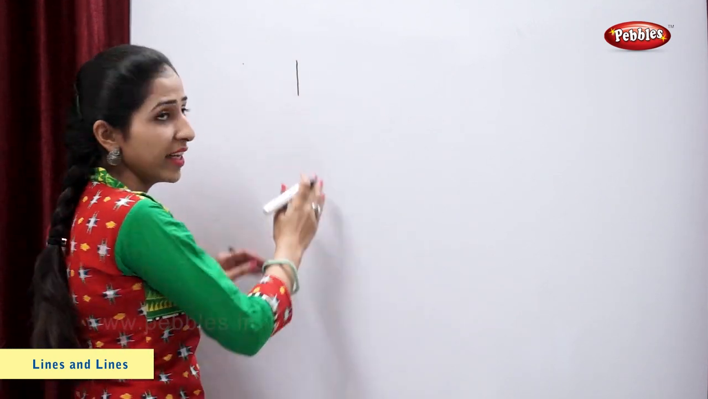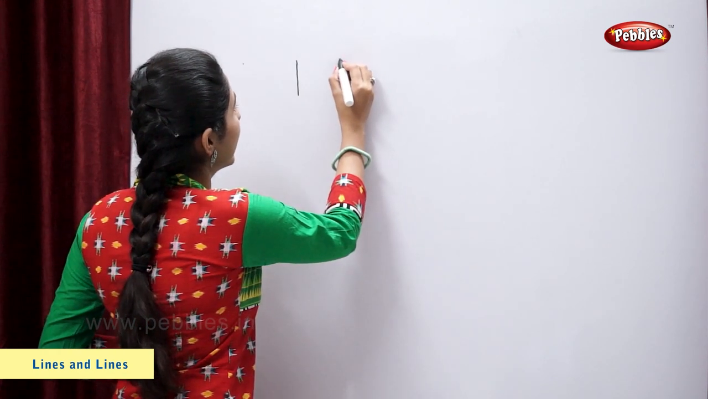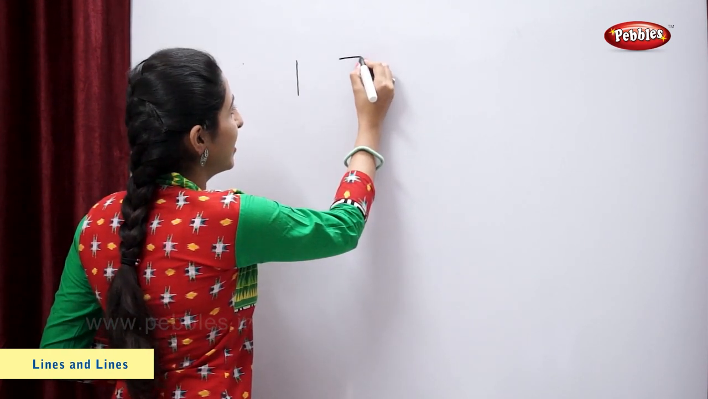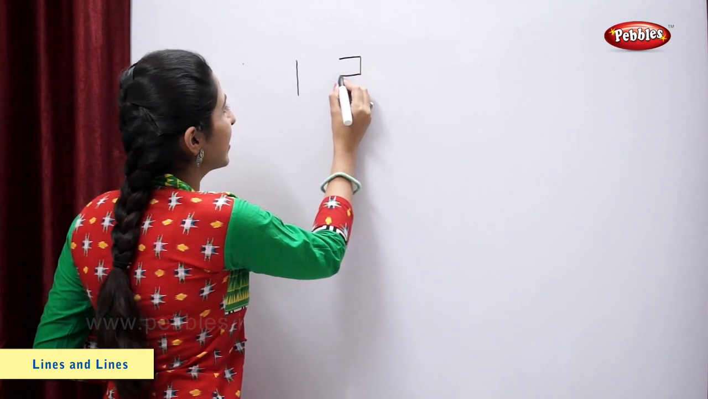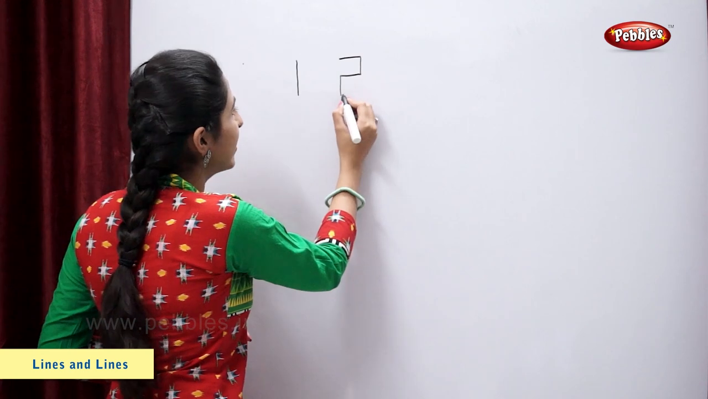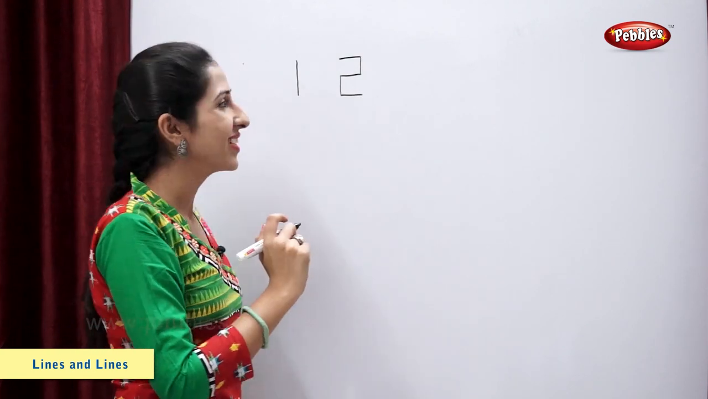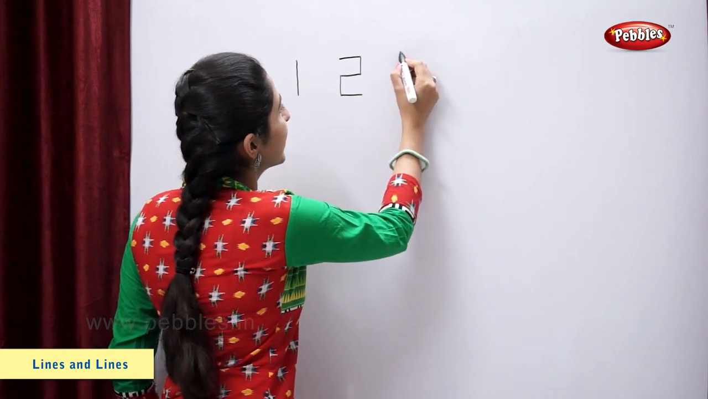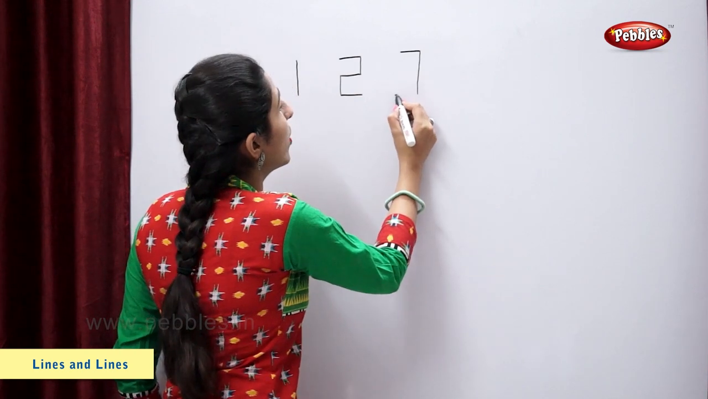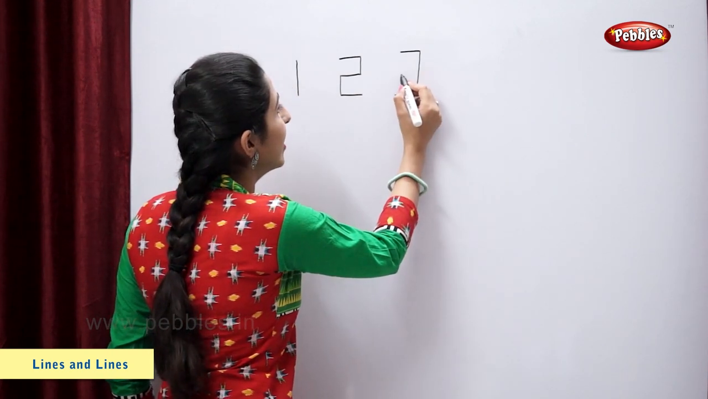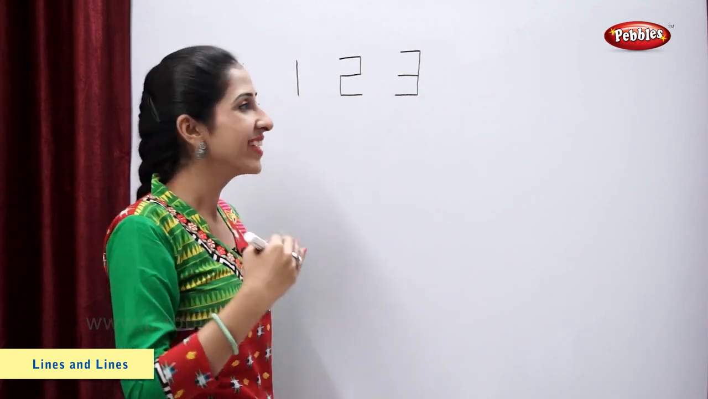A standing line. Number 1. A sleeping line. A standing line. Sleeping line. Standing line. A sleeping line. Number 2. Sleeping line. Standing line. One more sleeping line. A sleeping line. Number 3.